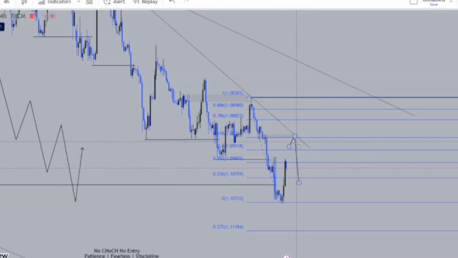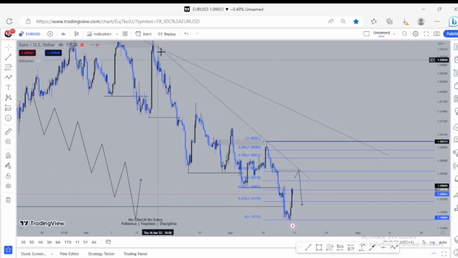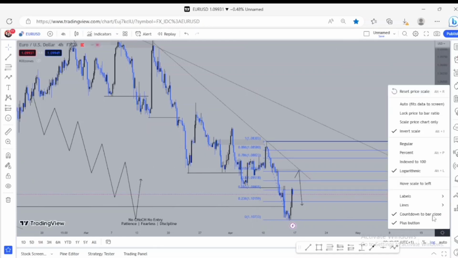From there I'll be waiting for a confirmation and some confluence, which you can see: we had the first touch of this trend line, the second touch, and here is going to be the third touch with my supply zone. So these are confluences that you use as trading confluence.